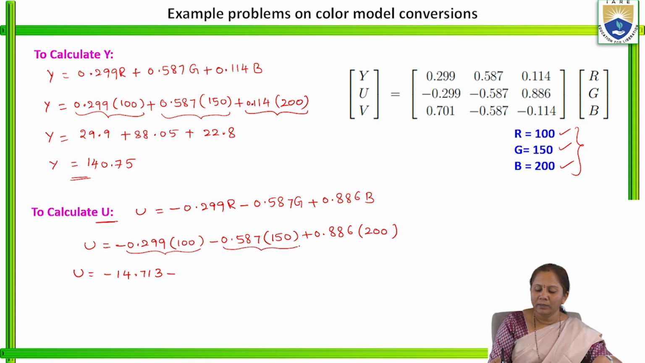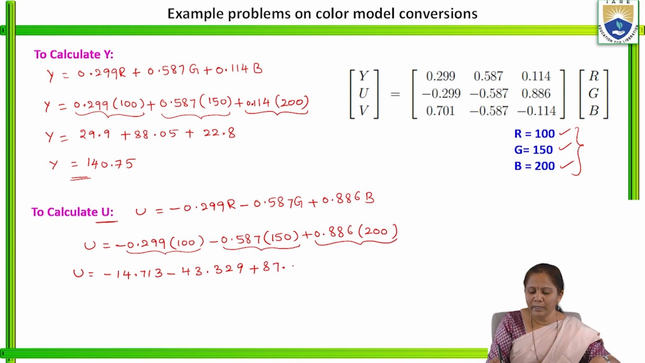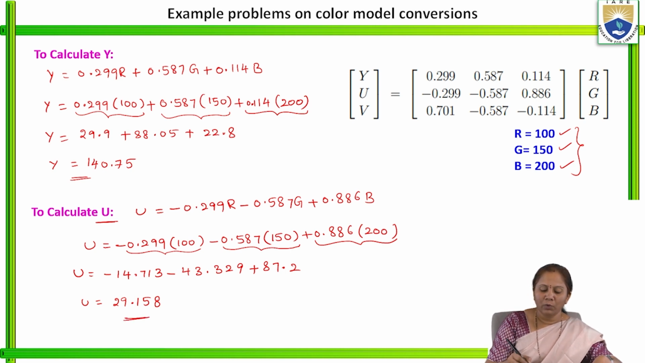And if we multiply these two terms, we will get minus 43.329 plus. Multiplying these two terms, we will get 87.2. So after performing the simplification, the value of U will be equal to 29.158. So this is the value of U.